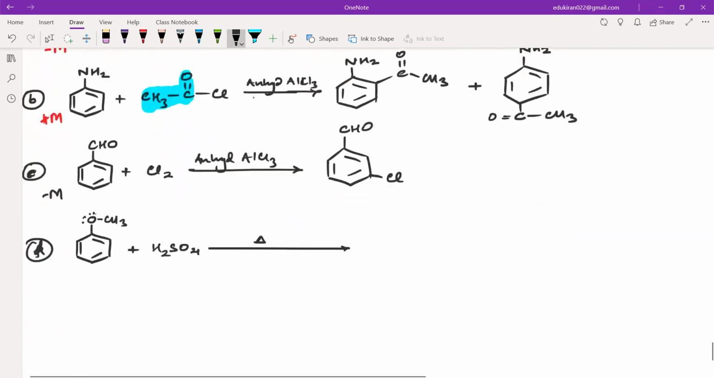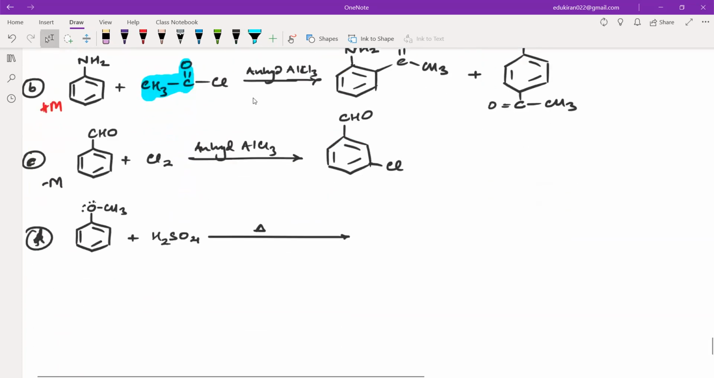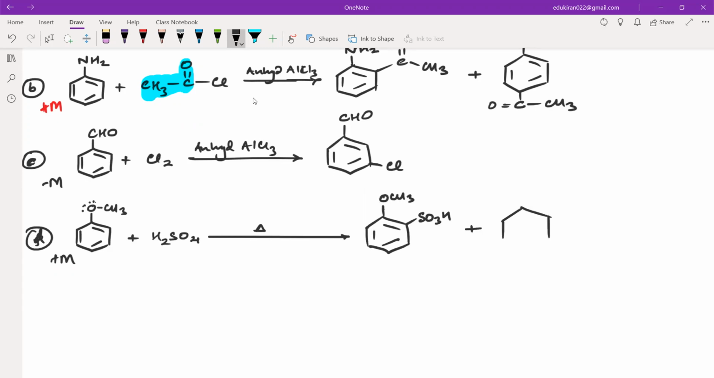Okay, what about this one? Plus M or minus M? The last one. Plus M. That means ortho-para. Ortho we will get SO3H, plus we will also get a para product which is OCH3.